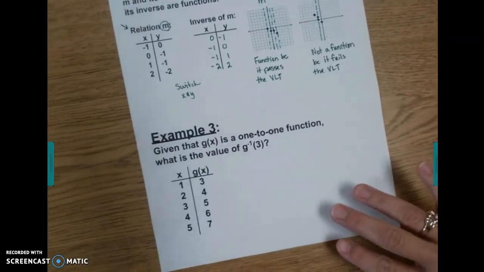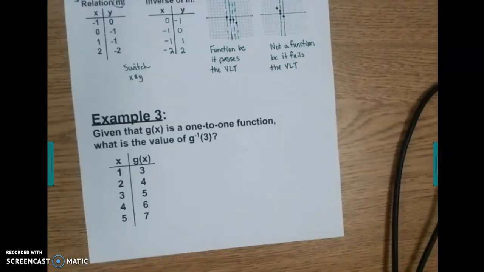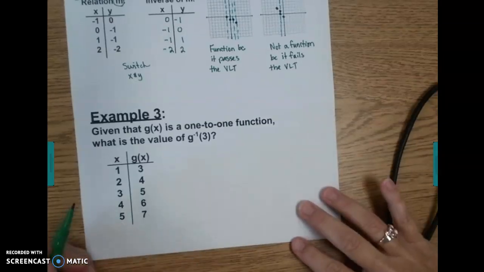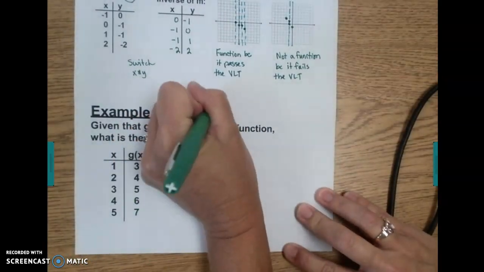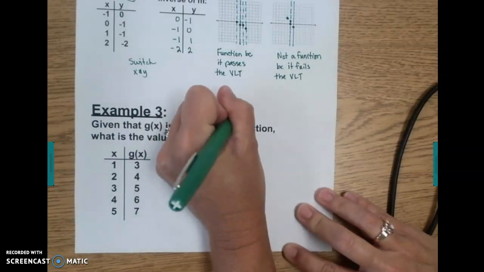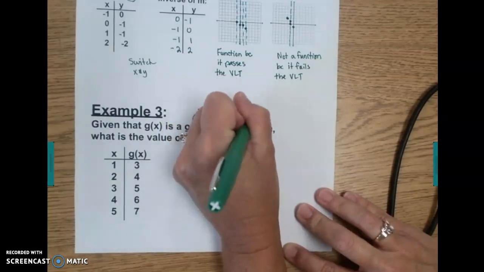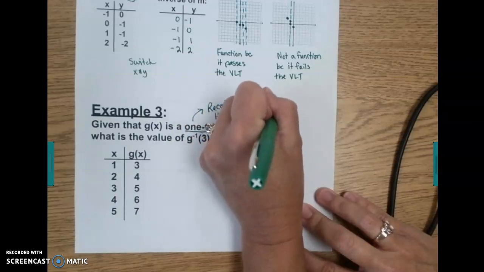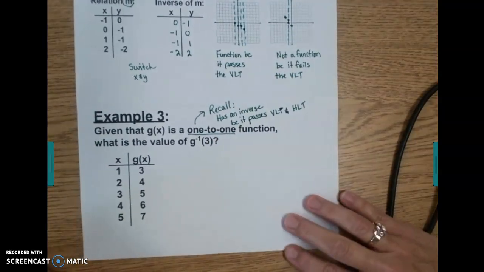Alright, example 3. Example 3 says, given that g of x is 1 to 1, what is the value of the inverse of 3? If it's 1 to 1, if we recall from yesterday, that means it has an inverse because it passes the vertical line test and the horizontal line test.